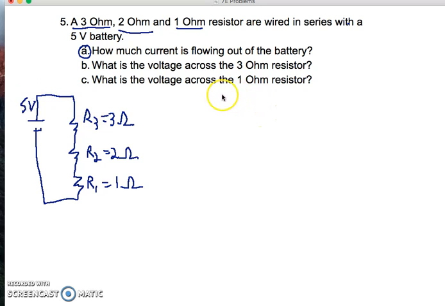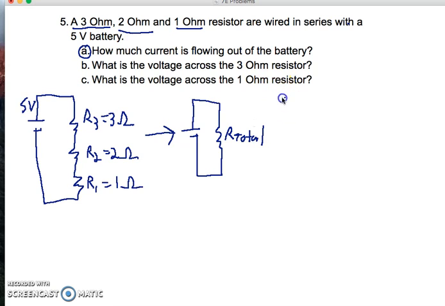So to figure out how much current is flowing out of the battery, we'd like to apply Ohm's law, but we can't really apply Ohm's law to multiple resistors at once. What would be helpful is if we created the simplified circuit. The simplified circuit for series or parallel is always going to look the same. It's just a circuit with one resistor and the battery. So this would be R total.